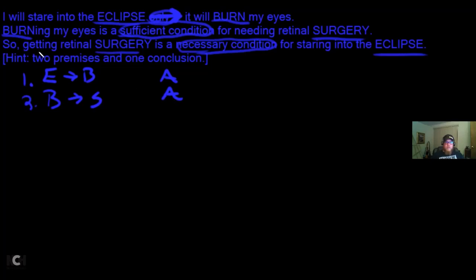And then it says, so, which means this is the conclusion. So we're solving for this. Getting retinal surgery is a necessary condition for staring into the eclipse. Well, necessary condition means there's an arrow, and whatever is the necessary condition goes on the right side of the arrow. So this goes on the right side for E. So here in this problem we have sufficient condition, necessary condition, and only if.